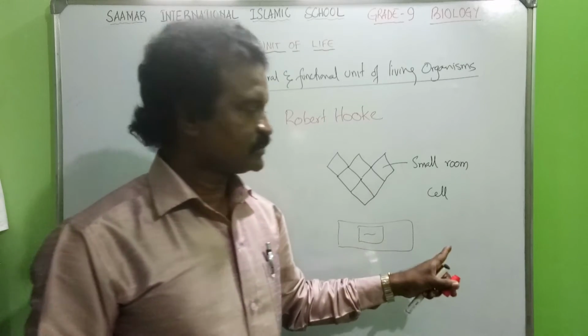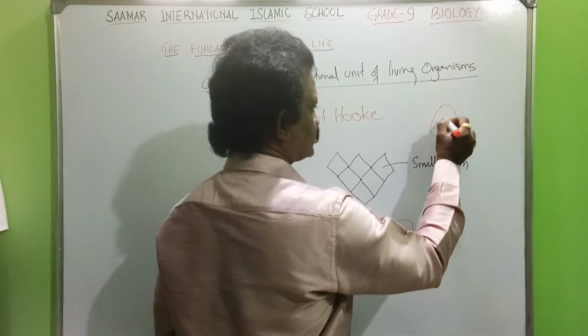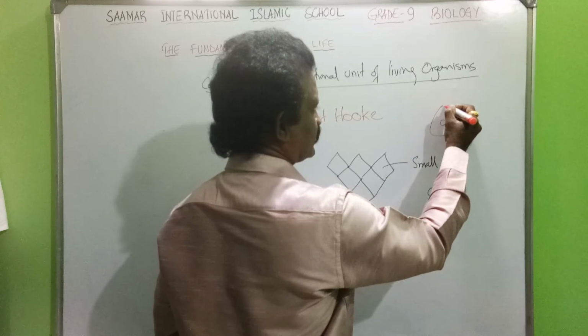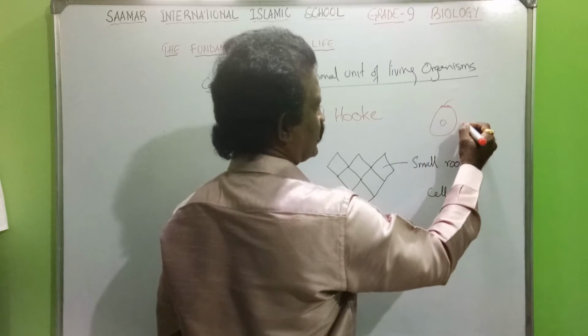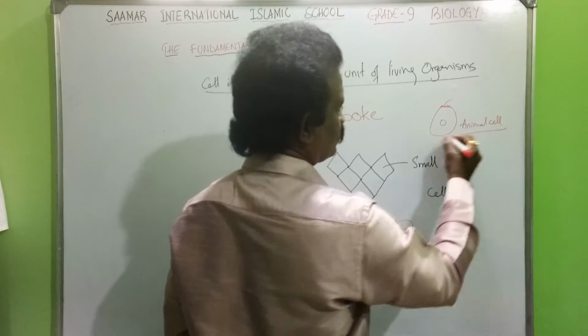You want to see an animal cell? You can bring an egg. In the egg, if you break the top layer, you can see a thin plasma layer. It is called the plasma membrane. This is called the animal cell. I'll show you when you come to the lab.